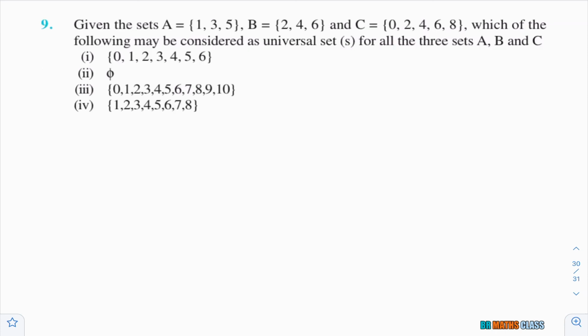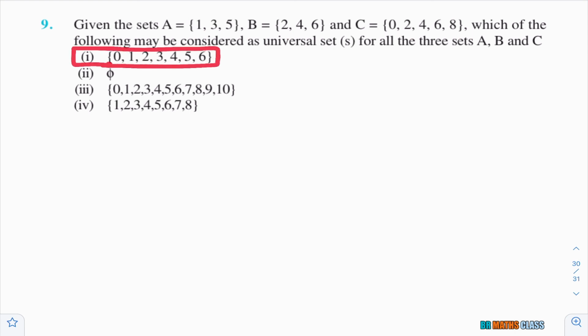Okay. Please see this ninth question. Given the sets A, B, C, they have given three sets. What they are asking is, which of the following may be considered as universal set for all three sets A, B, C? Universal set means what? The set which contains all sets under consideration. You observe whether this is a universal set or not.